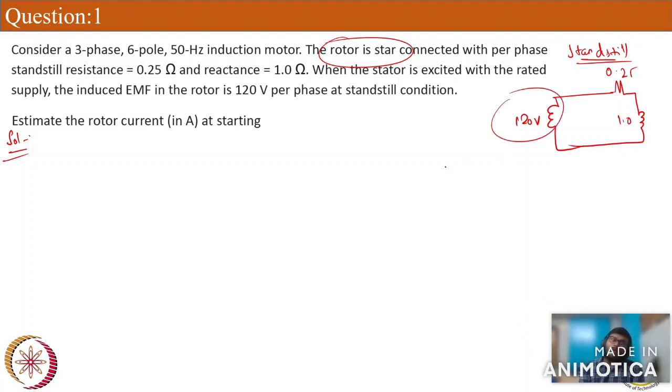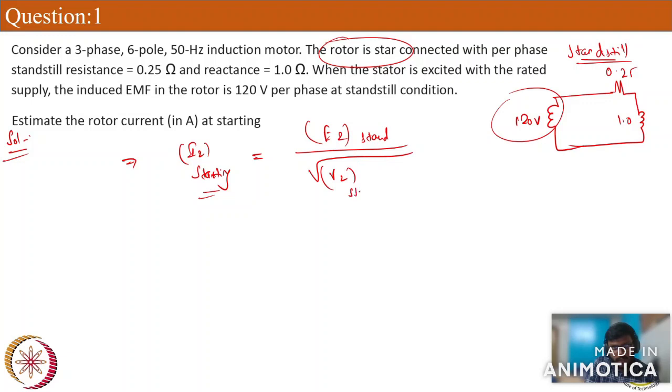Now what was asked here? Estimate the rotor current at starting. And one more thing, at starting condition Nr is equal to 0, so there also you can say that slip is 1. So I2 at starting, I have written I2 because we are following this convention of I2 as a rotor current. It is not referred to stator, that's why I have not kept the dash as a superscript. So I2 is equal to E2 at standstill condition, divided by the square root of R2 at standstill square plus X2 at standstill square.